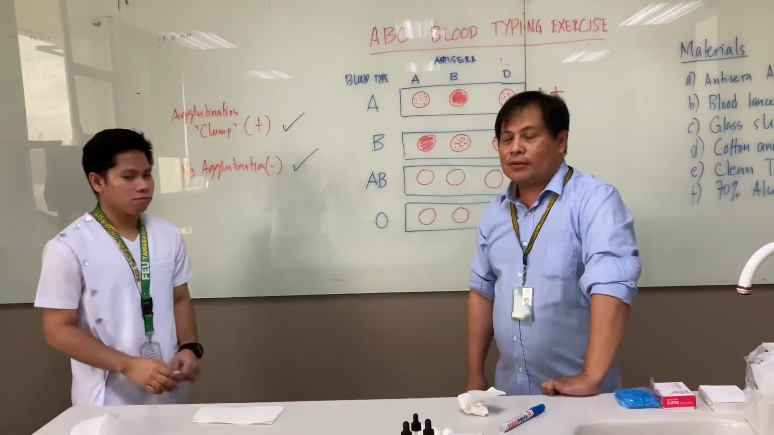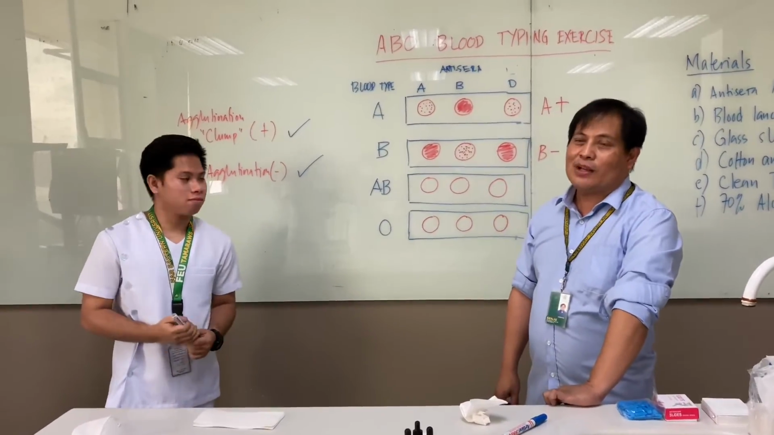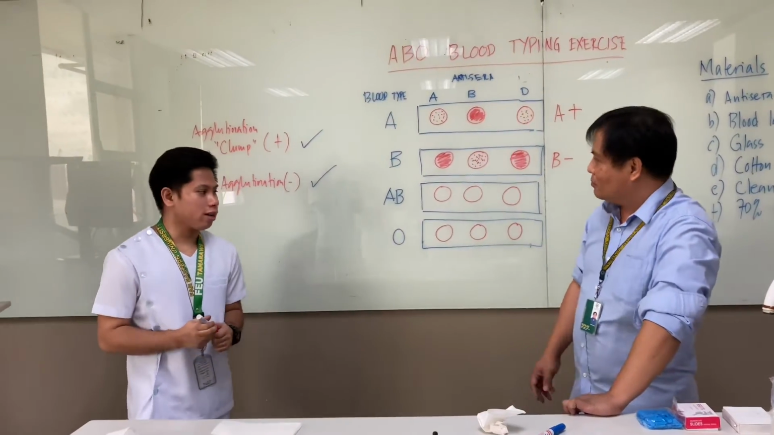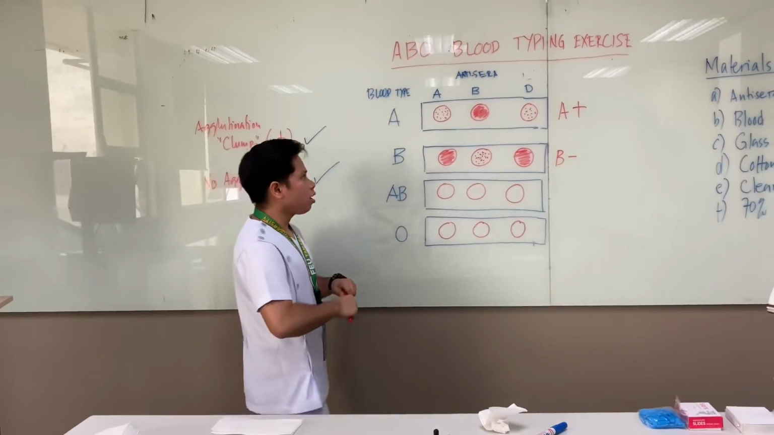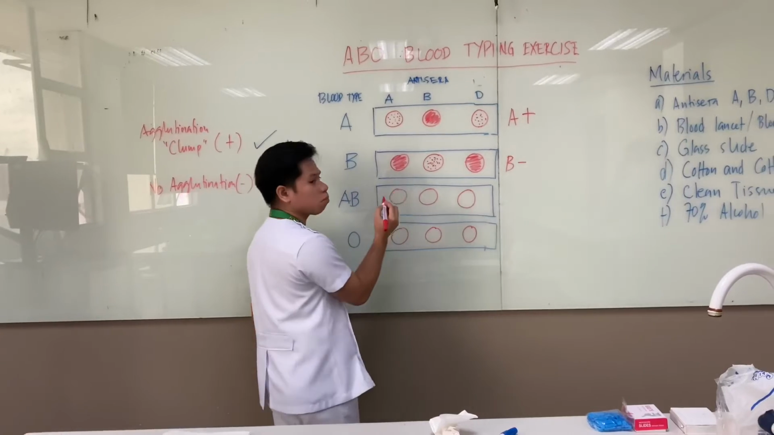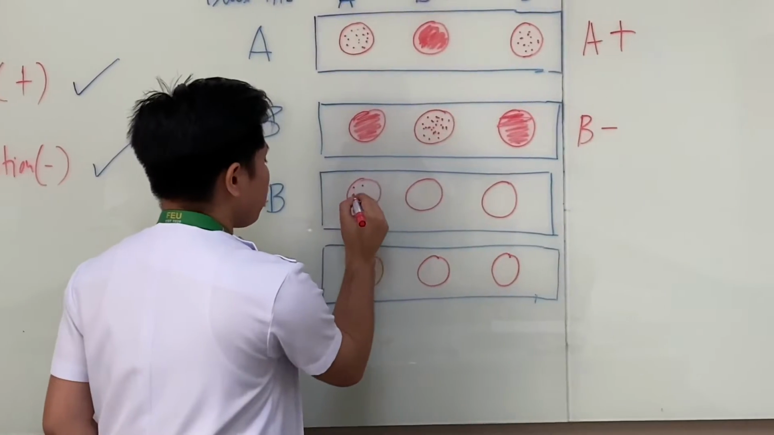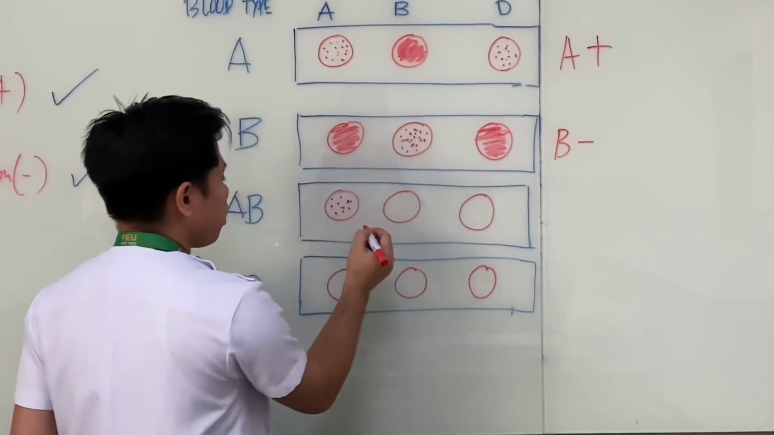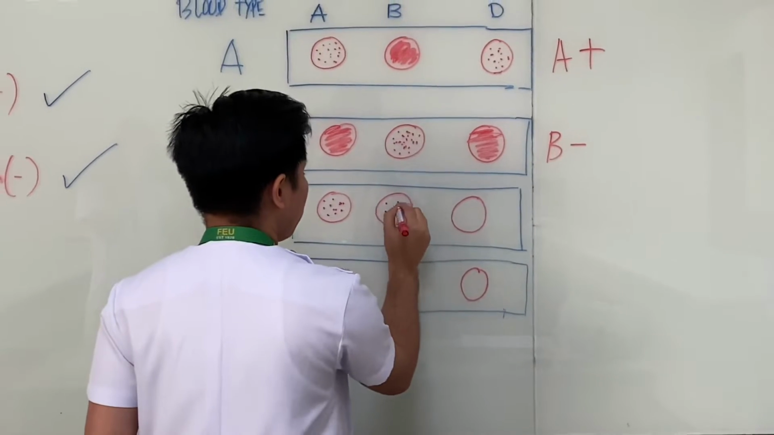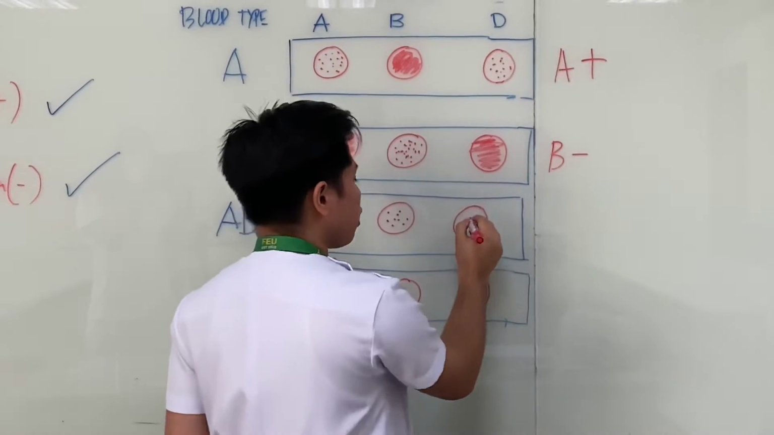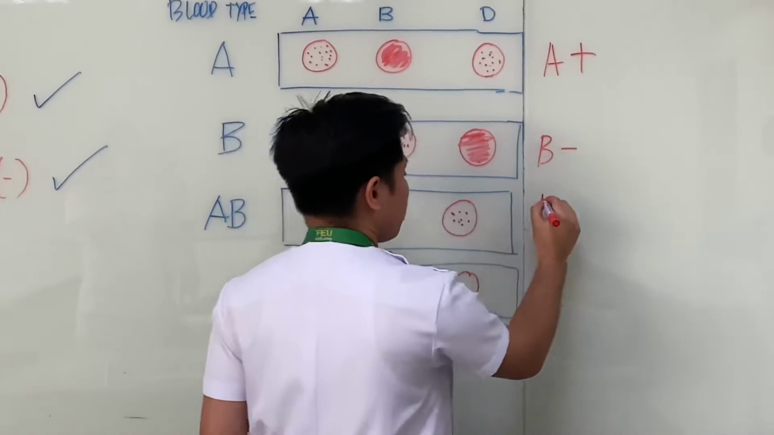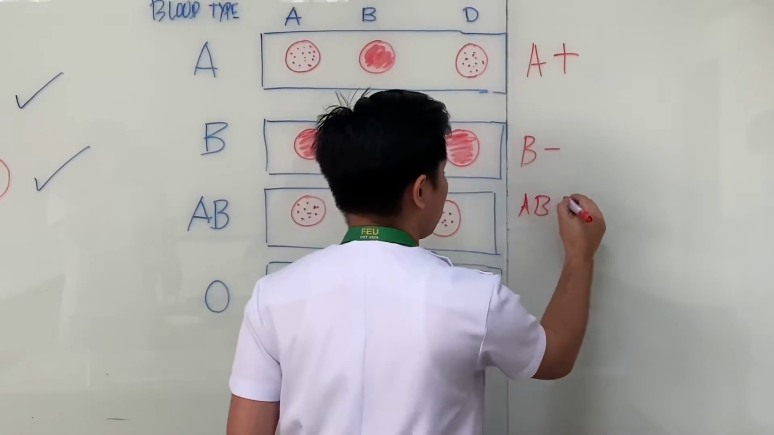To tell us about blood type AB, let me welcome Vaughn here. Vaughn? For blood type AB, we will observe in A, B, and D that all of them have agglutination. So A, there is agglutination. In B, there is agglutination. And also in letter D, there is agglutination. It will result as AB positive.